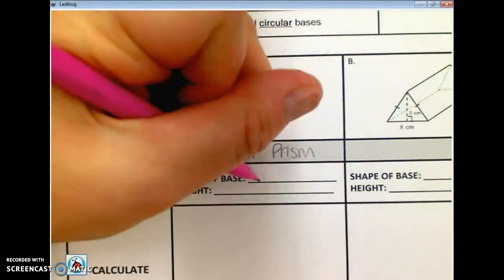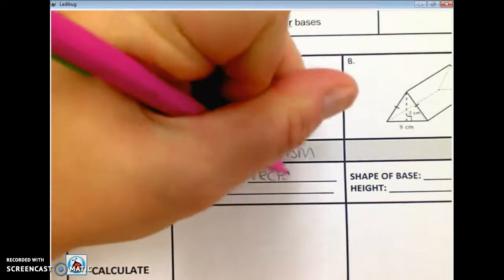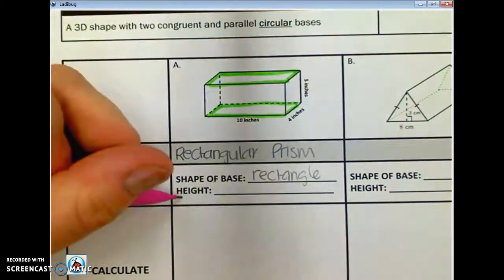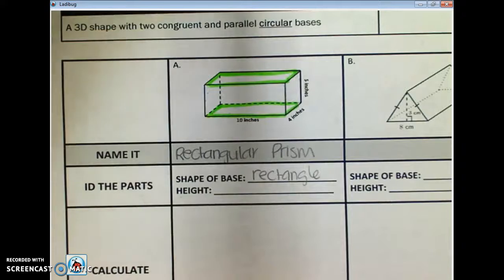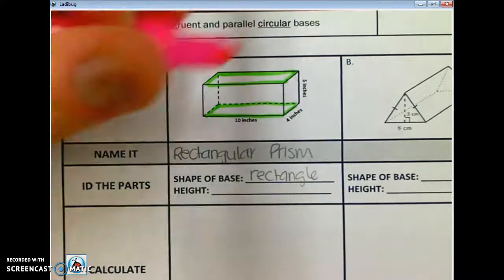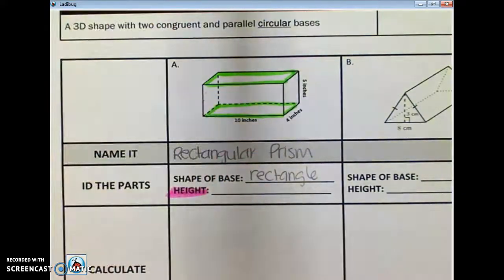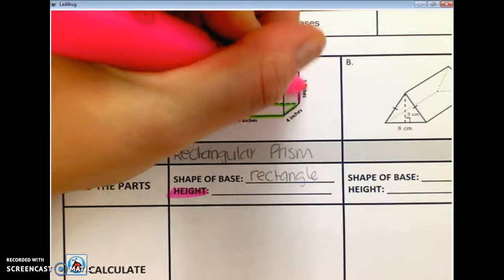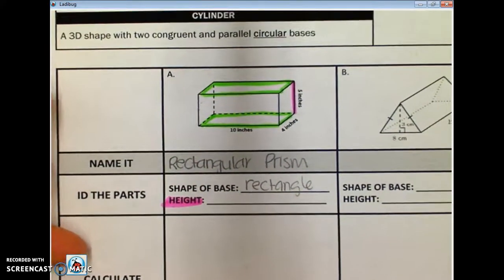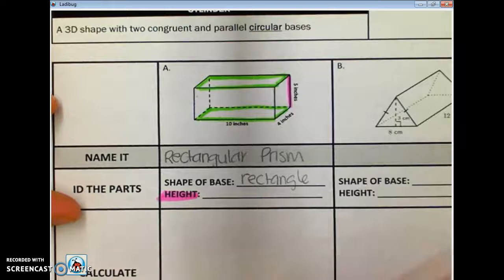So the shape of my base is a rectangle. And for the height, it means the height of the 3D shape. So I'm going to use pink to represent the height of my 3D shape. And the height is going to connect the two bases. So that's my 5.